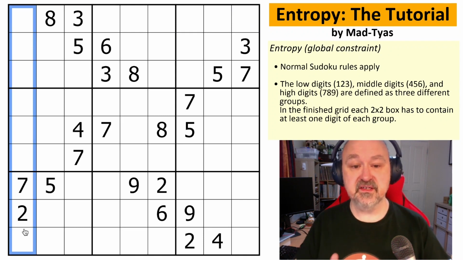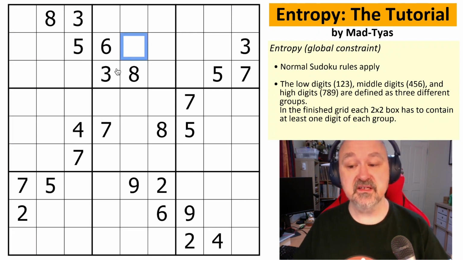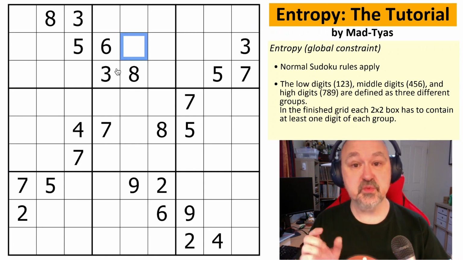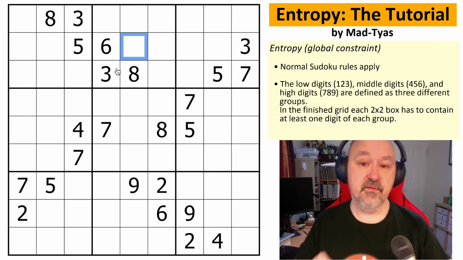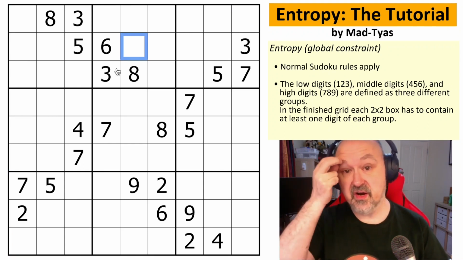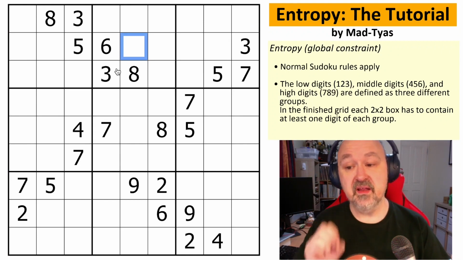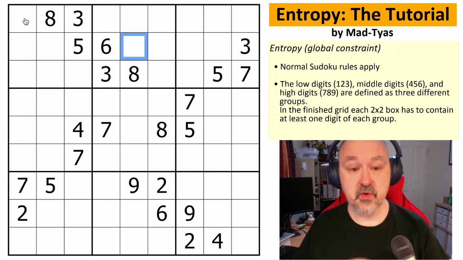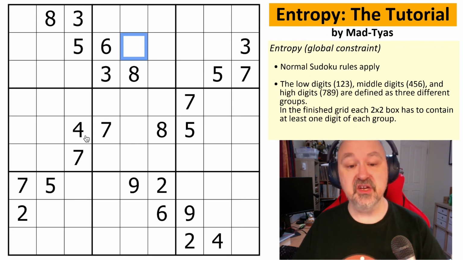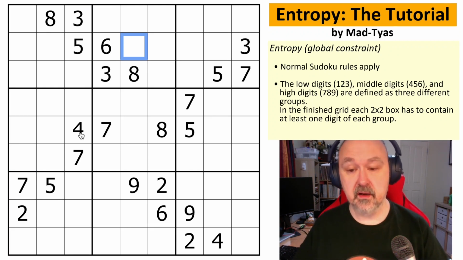In entropy, similar to in entropic lines, the digits are broken into three groups. There are low digits, 1, 2, and 3, middle digits, 4, 5, and 6, and high digits, 7, 8, and 9. These are three different groups. In the entropy global constraint, which is what this is, so there are no lines or anything, it's just across the entire grid, each 2x2 region in the grid must contain at least one digit of each group. And that's it. That's what we've got to go on. So with that, this should be solvable.